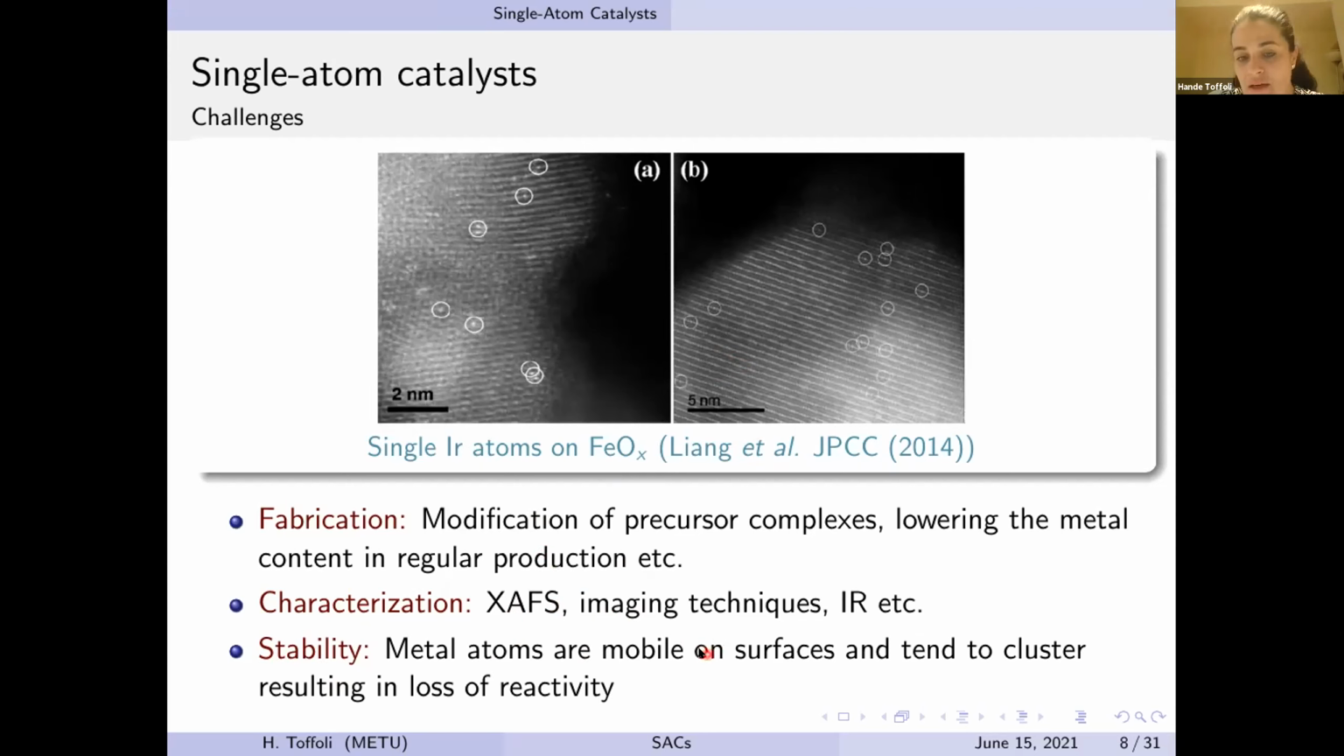So metal atoms are quite mobile on surfaces. What happens is that once they break free of their adsorption site, they tend to diffuse very easily, find one another, cluster together, and lose their reactivity. So it defeats the purpose of having a single atom catalyst. So the trick is to find a support that, while keeping the reactivity of the single atom, also binds it quite strongly and keeps it in place.